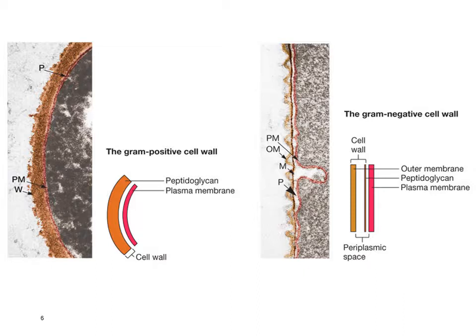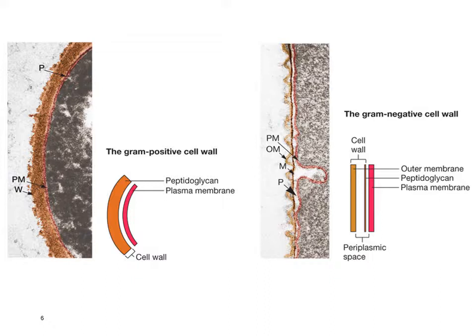Let's now look at the structure of the gram-positive cell wall to the left of screen and the gram-negative cell wall to the right. The gram-positive cell wall consists of a single 20 to 80 nanometer thick homogeneous layer of a substance called peptidoglycan, and this wall lies just outside the plasma membrane. In contrast, the gram-negative cell wall is quite complex. It has a 2 to 7 nanometer peptidoglycan layer covered by a 7 to 8 nanometer thick outer membrane.